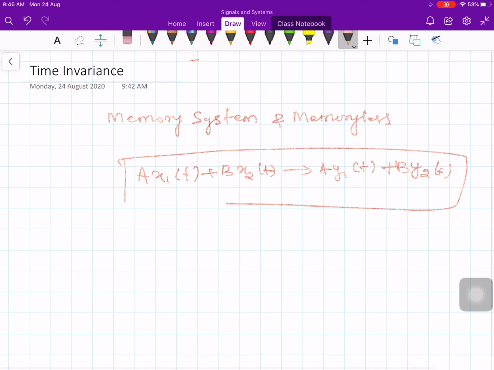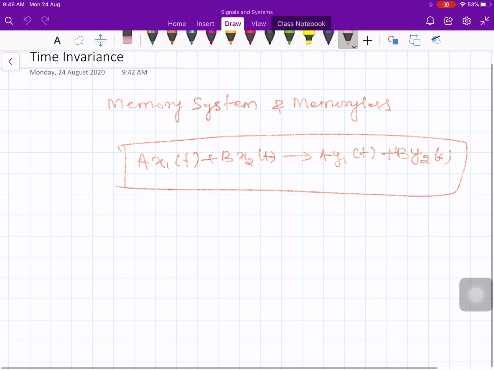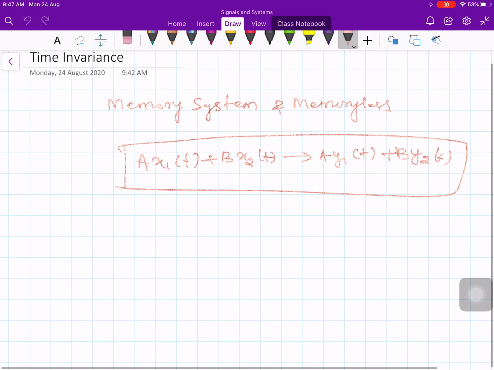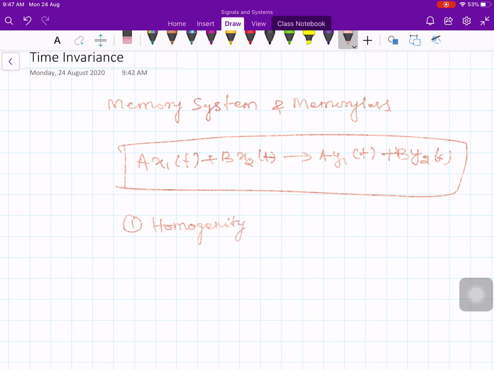As I said, if you notice, the linearity implies two principles. First one is homogeneity and the second one is superposition. The homogeneity says that if the input is multiplied by a constant, like a times x of t, then the output is also multiplied by the same constant, a times y of t. So that's what homogeneity says. This is an important property and important corollary.